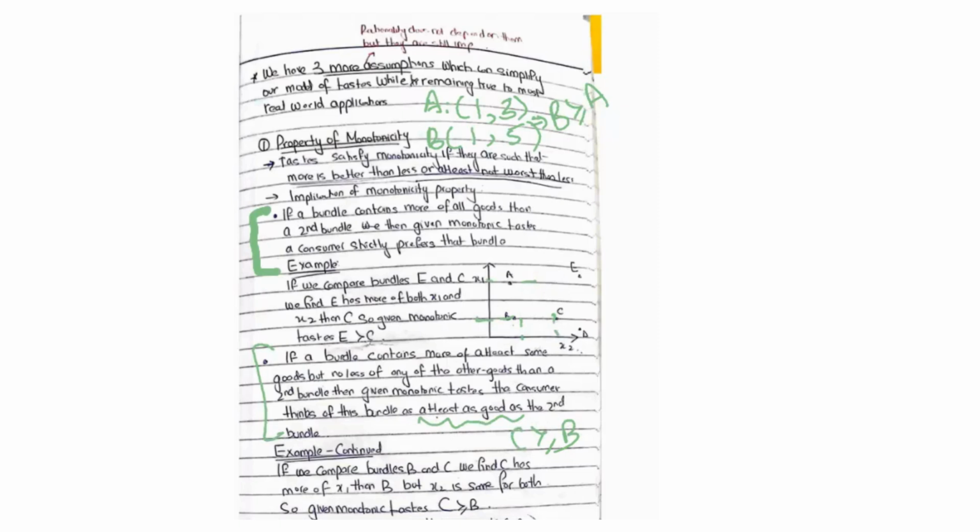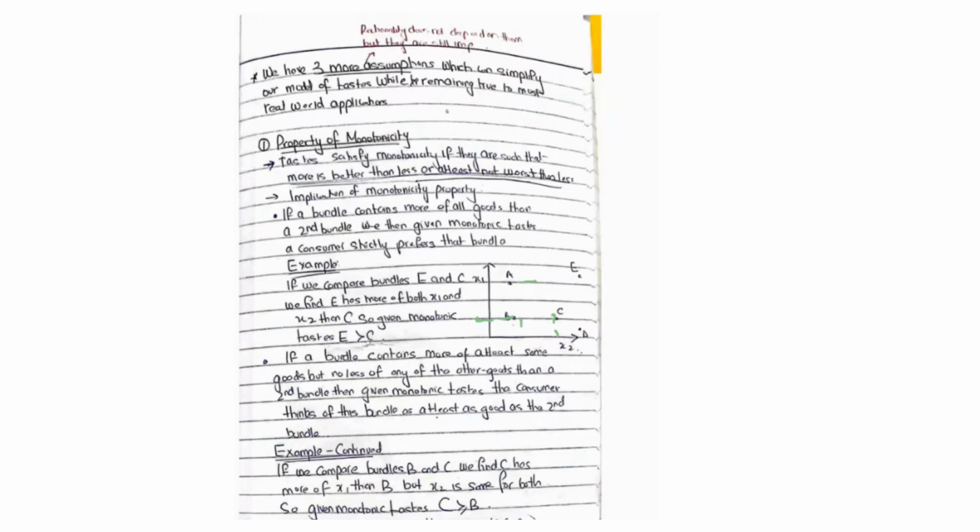If the monotonicity assumption is satisfied and you're comparing two bundles, and one bundle has more of all goods, then that bundle is strictly preferred to the other bundle. If one bundle has more of some goods but the same amount of other goods, then in that case, it's at least as good as the other bundle. So this is for this.